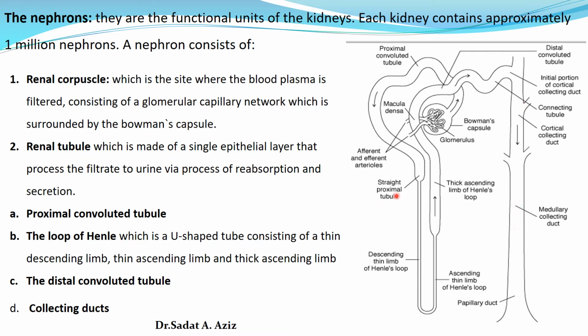And the loop of Henle is made of different parts or sections. The first part is called the thin descending limb, then the thin ascending limb, and the thick ascending limb of the loop of Henle.